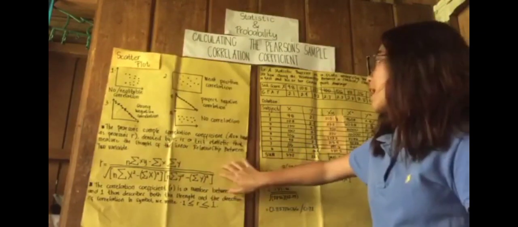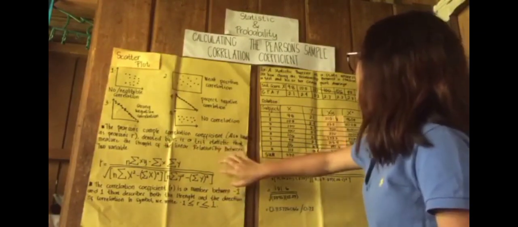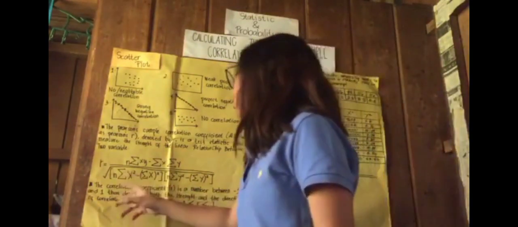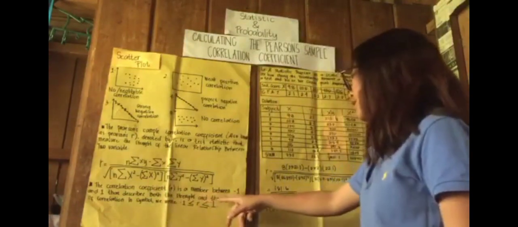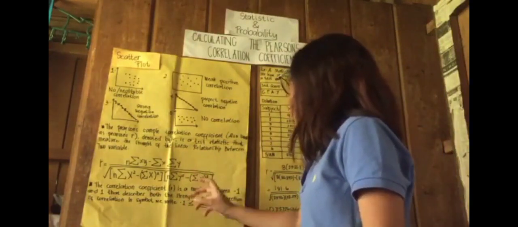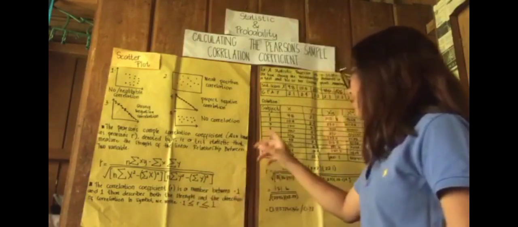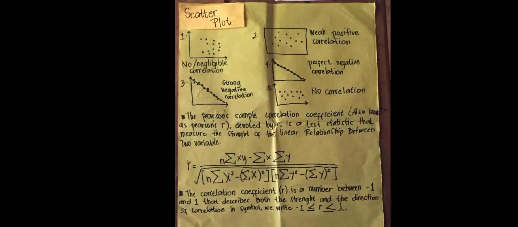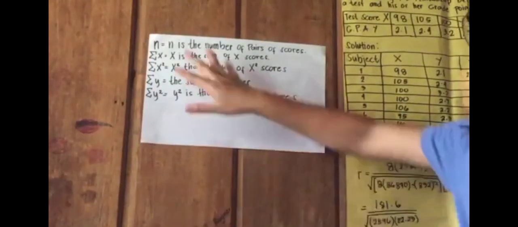So, this is the formula for calculating the Pearson sample correlation coefficient. The correlation coefficient r is a number between -1 and 1 that describes both the strength and the direction of correlation. In symbols, we write -1 less than or equal to r less than or equal to 1. Now let's define the symbols.